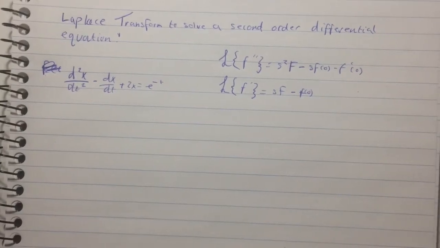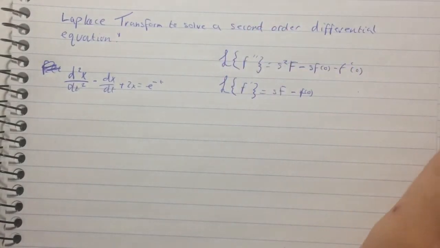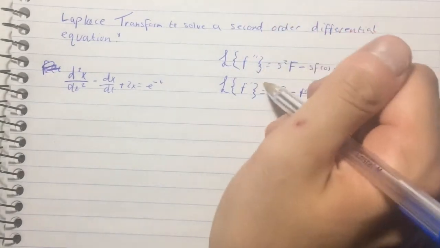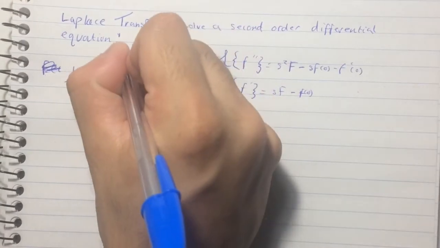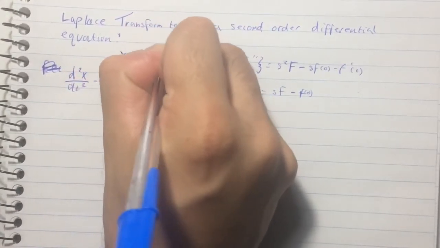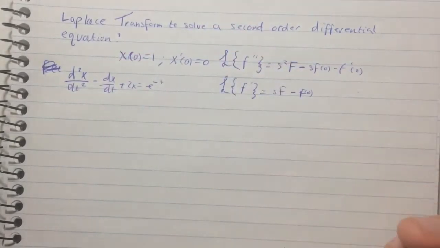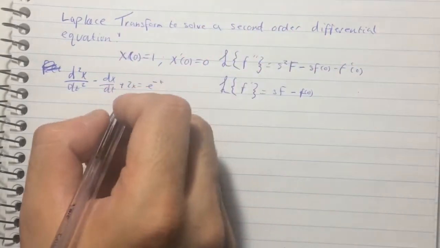We have our first example for a second order differential equation and solving that second order differential equation using the Laplace transform. I have the two formulas for the Laplace transform of the first derivative and likewise the second derivative. Now I'm going to input my initial conditions just off the fly. I'm going to say x of 0 is equal to 1 and x dash of 0 is equal to 0, just to simplify the calculations a little bit, but not too much.